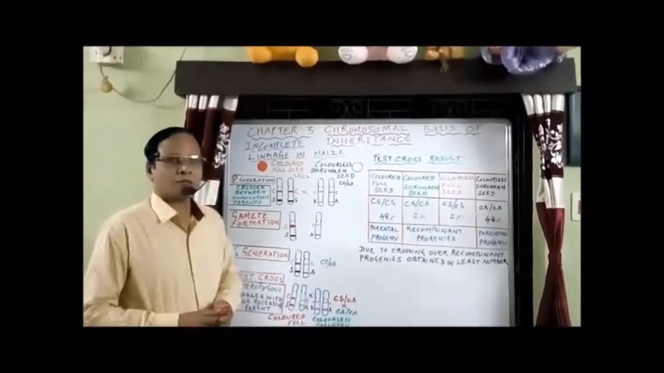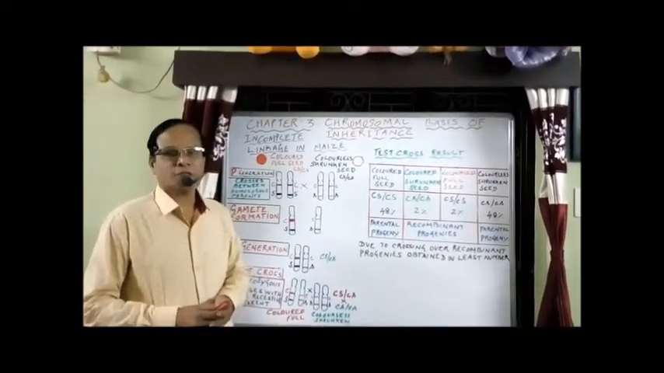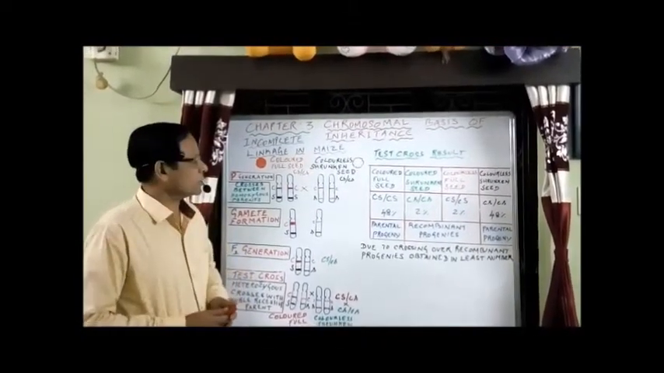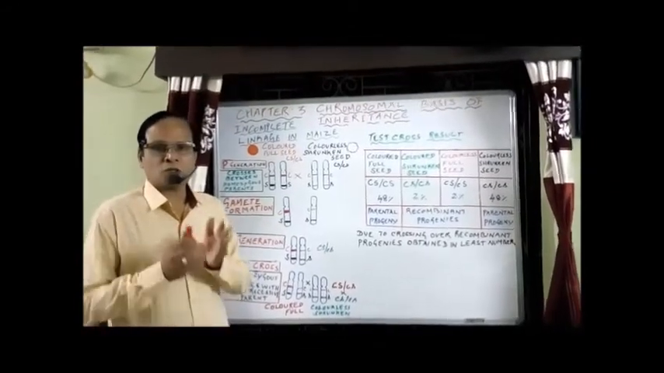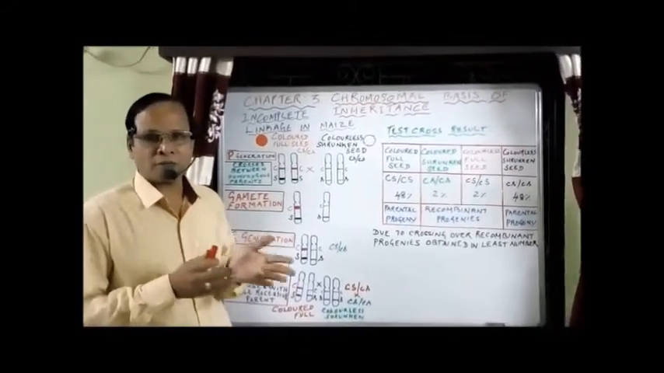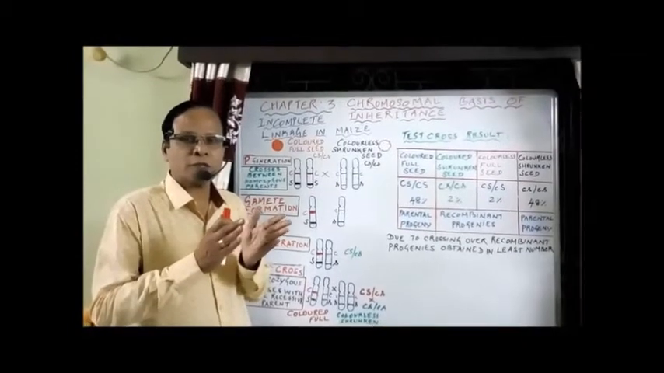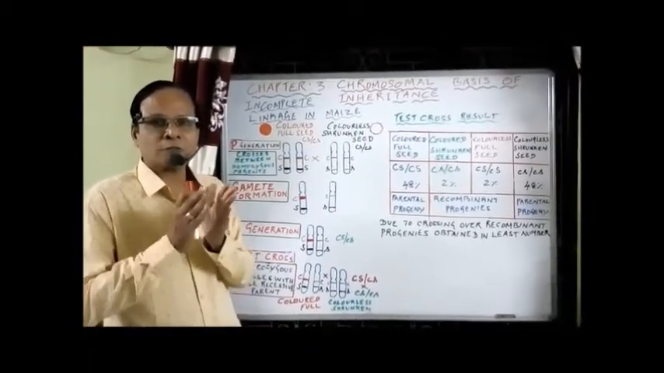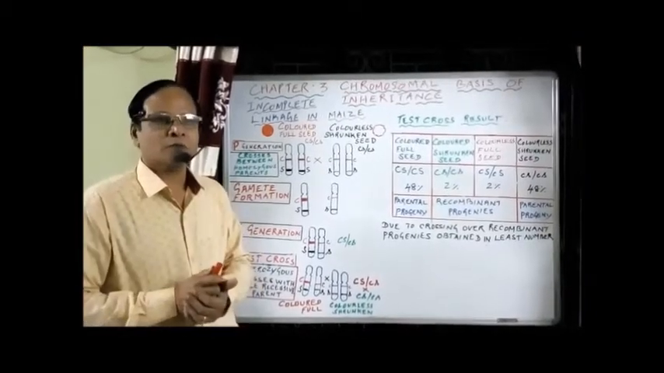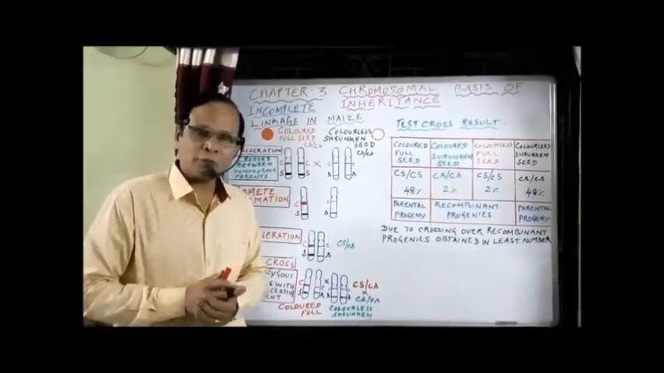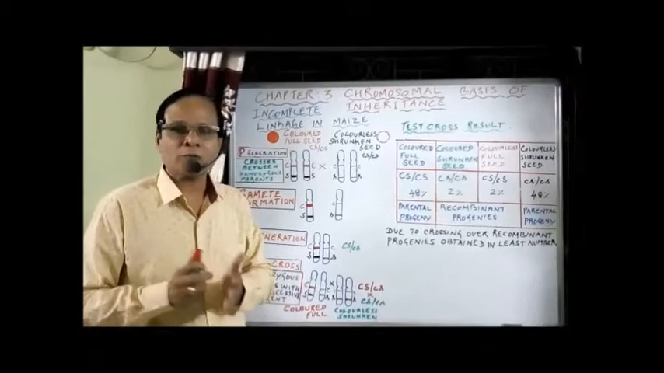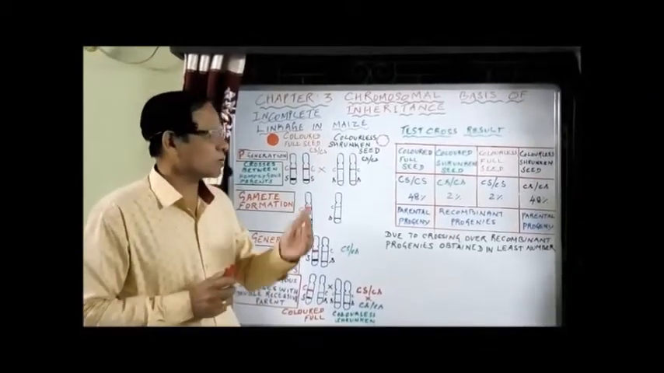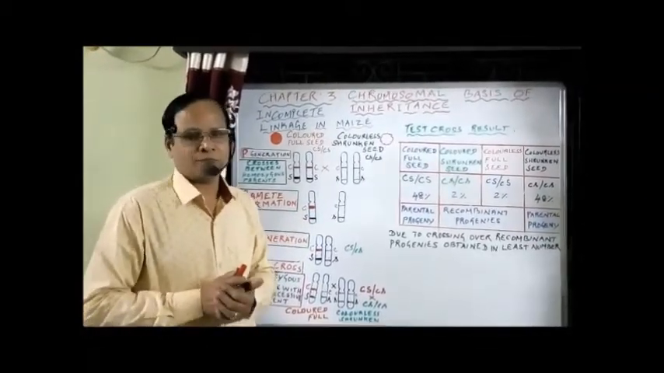Now let's see incomplete linkage as seen in the case of the maize plant. In incomplete linkage, the two genes are normally not so closely linked. The genes are placed sufficiently apart, and their chances of separation are possible. So we receive both parental and non-parental combinations, or we can say recombinant progenies.